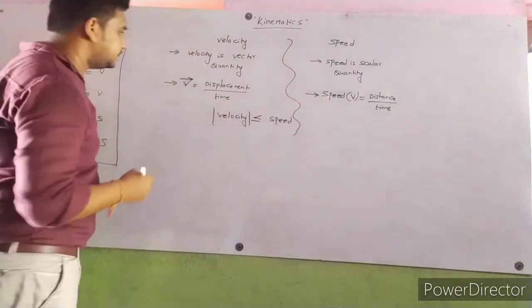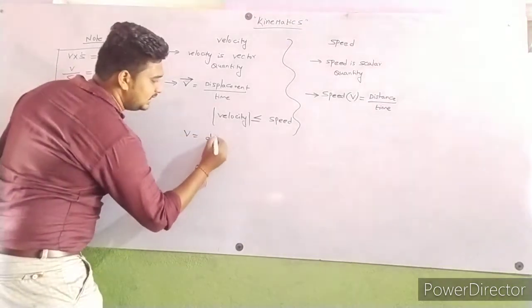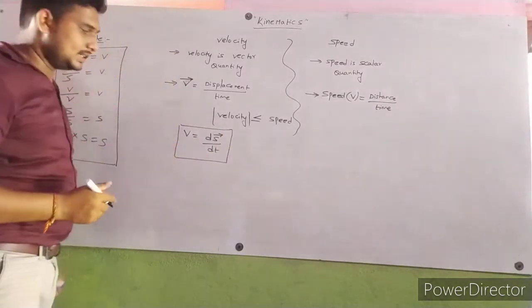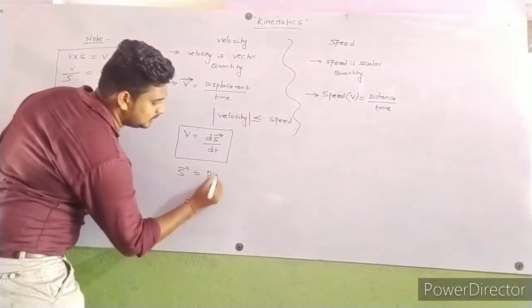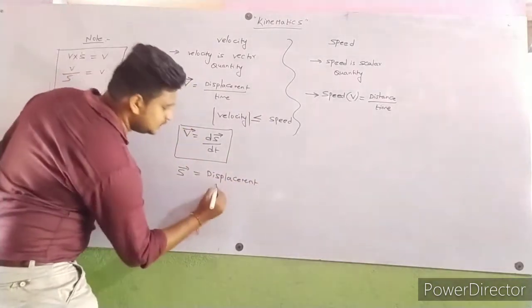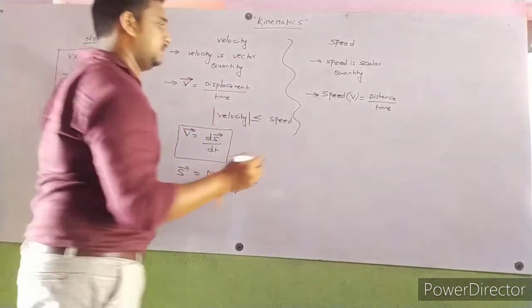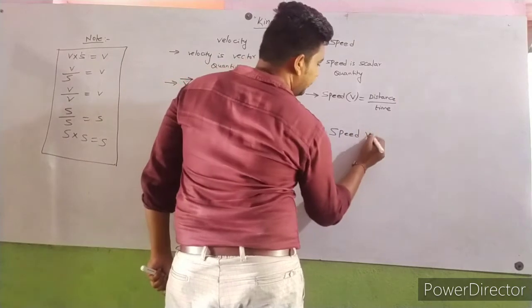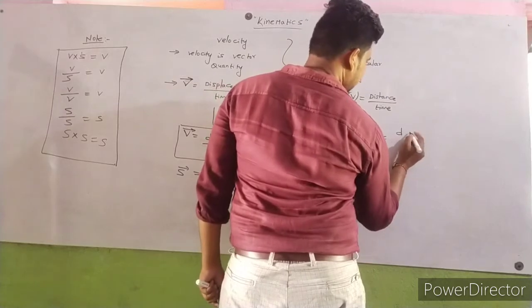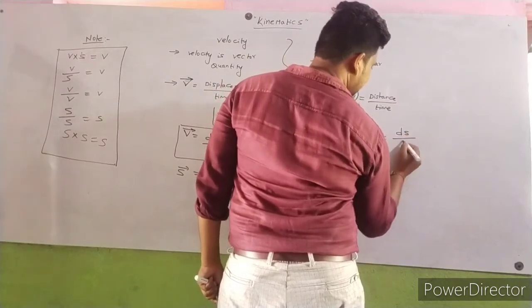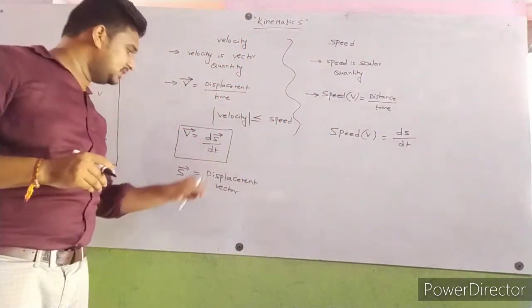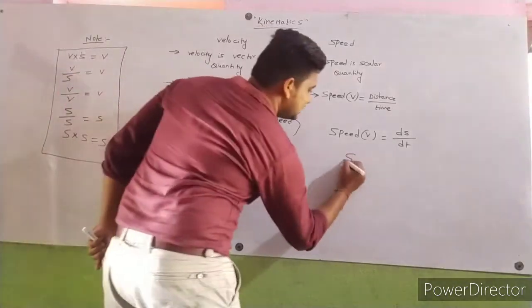And here velocity is equal to ds bar by dt, displacement ds bar by dt. Here s bar means displacement vector. So v bar is equal to ds bar by dt. For speed, v is equal to ds by dt, where distance I consider as s. So don't confuse: s bar means displacement, s means distance.